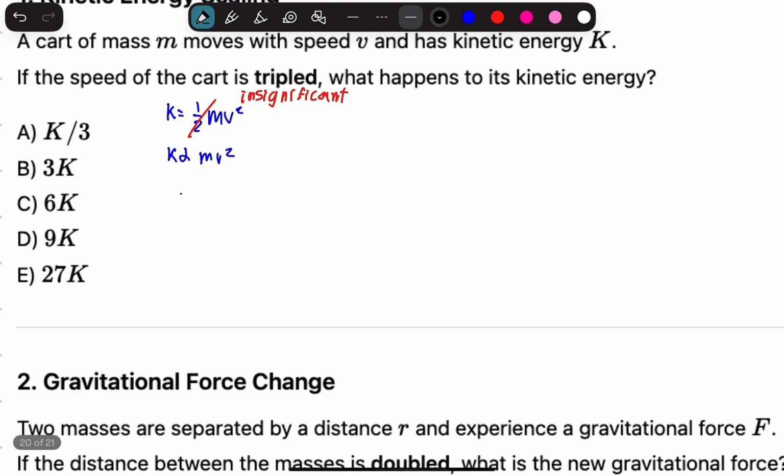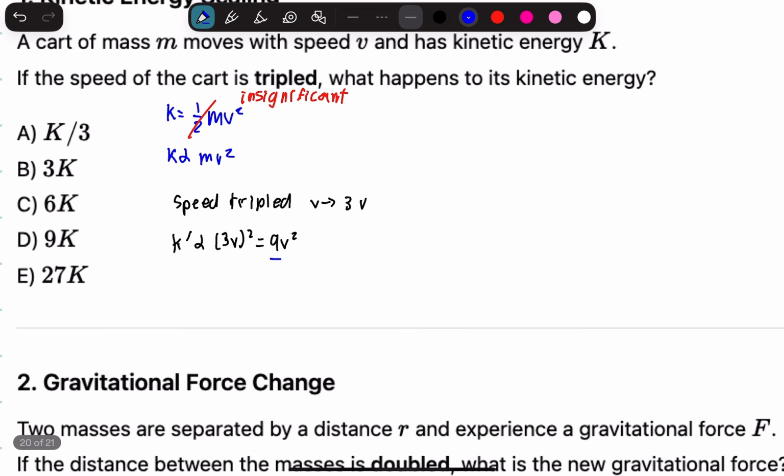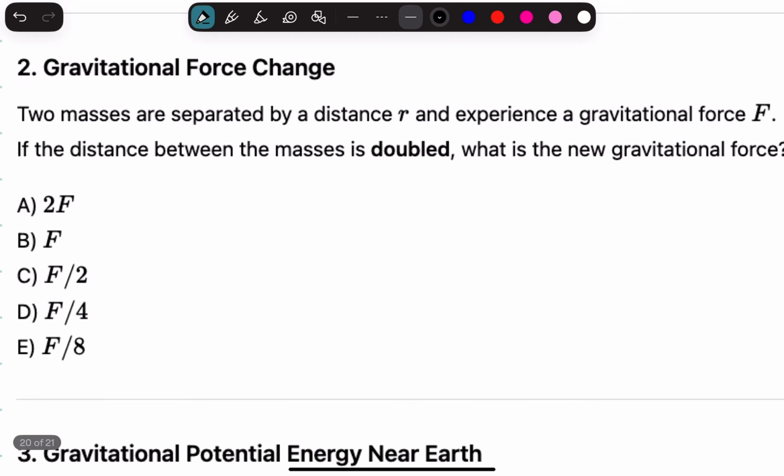So the change is that the speed is going to be tripled. So that means that v goes from that to 3v. So then you apply the square. So then k is going to be proportional to 3v squared, which is equal to 9v squared. And this is 9 times the original. So that means that k prime is 9 times the original. So yes, that's going to be 9k. Now let's move on to our next question.